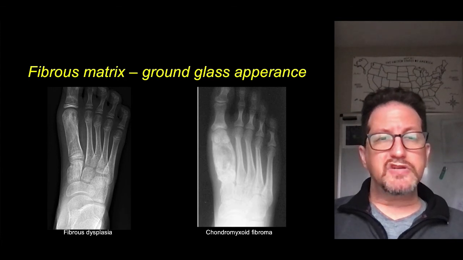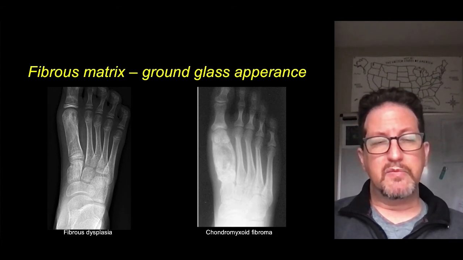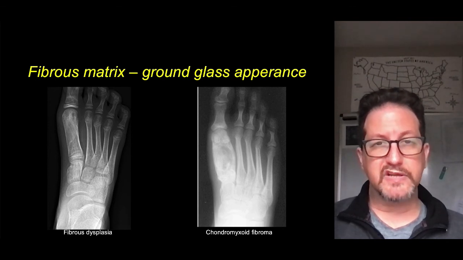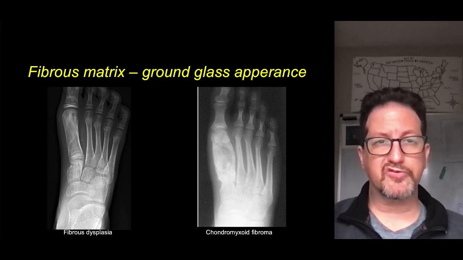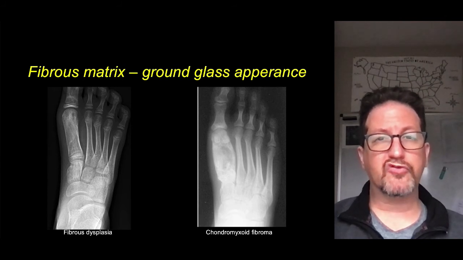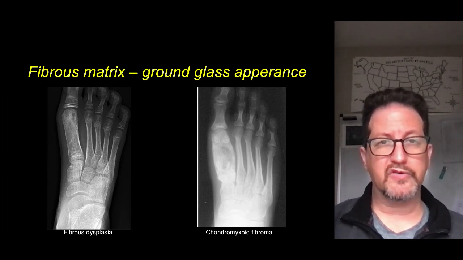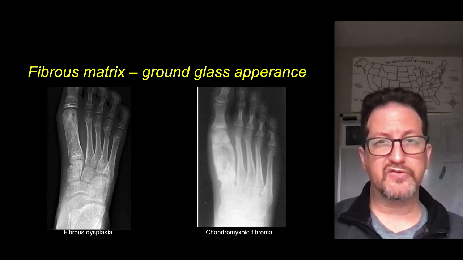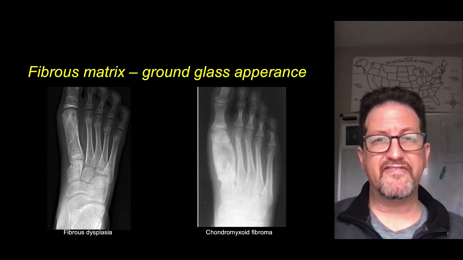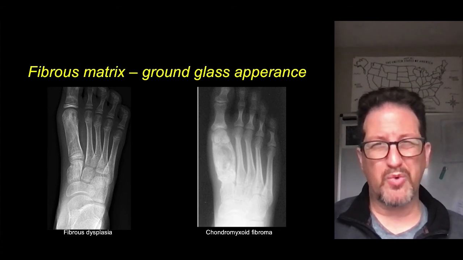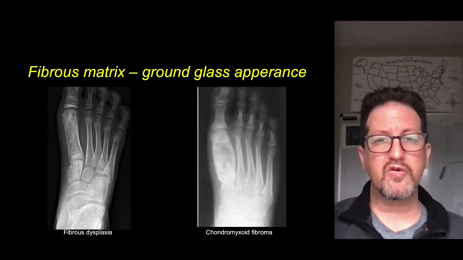Now, we mentioned osseous, and we mentioned chondroid or cartilaginous matrix, but you can also have a fibrous matrix, where these are literally fibroblasts that are working inside. And these will have what's called a ground glass appearance. Now, if you took a bunch of glass, ground it up into really small pieces, it would just be this kind of filmy, difficult to make out material, and that's why they call it a ground glass appearance. So here are two examples.